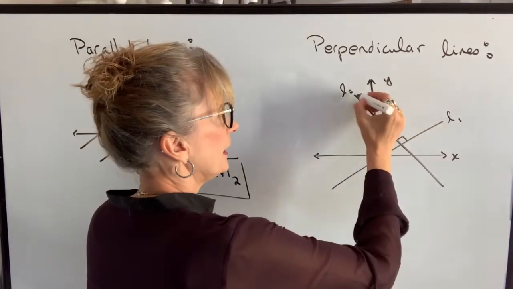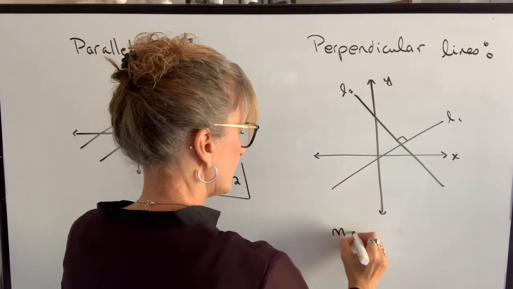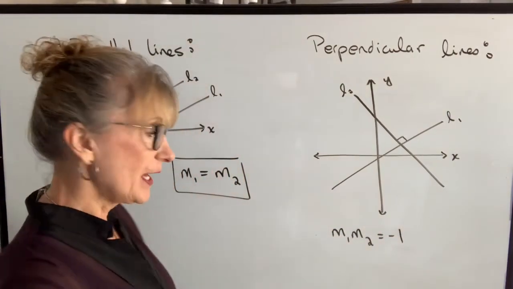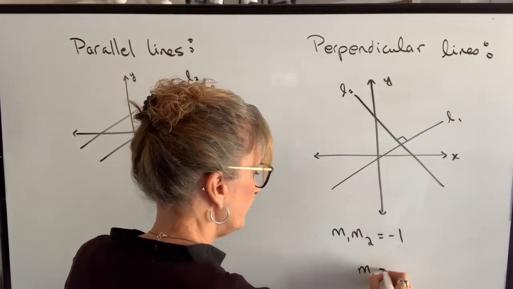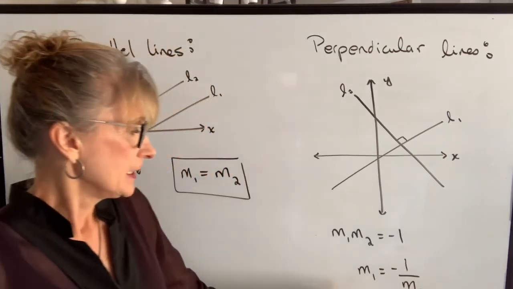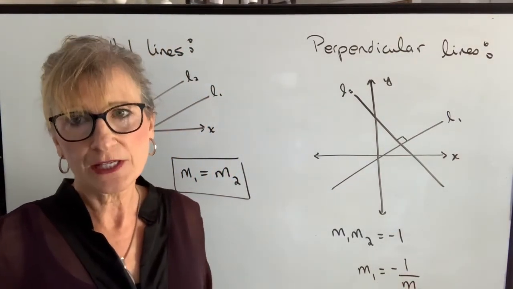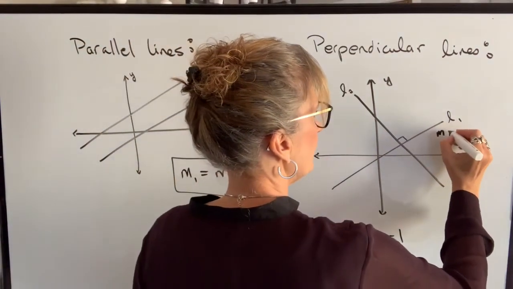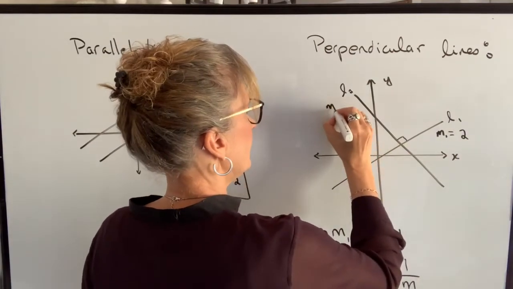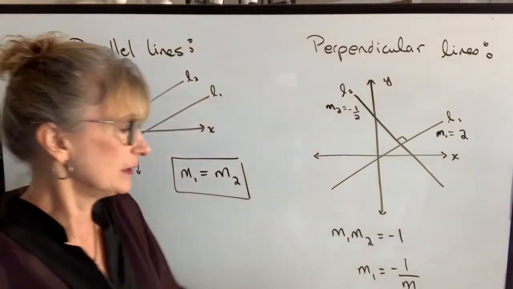So I have L1 and L2, and the relationship of their slopes is that the product of the slopes is equal to negative 1. So that means that the slope of one will be the negative reciprocal of the other. So if we had this slope, for example, being 2, I'll call that M1, then this slope would be negative 1/2. Okay, so that's always going to be true for perpendicular lines.